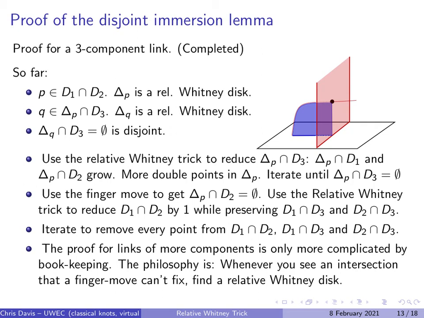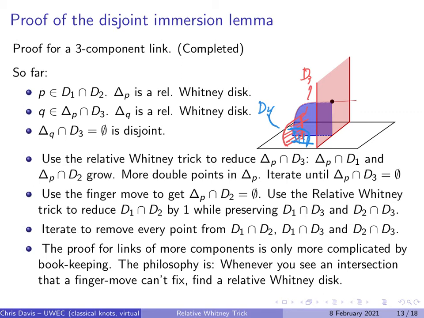So the proof for more components is going to be the same. The only difference is there will be some more bookkeeping. So maybe you have D3 intersecting the relative Whitney disk, in which case you find a higher order relative Whitney disk. But maybe you have a piece of, the picture is bad now, D4 intersecting that. Well, you'll find a higher order, a third order relative Whitney disk to get rid of that.